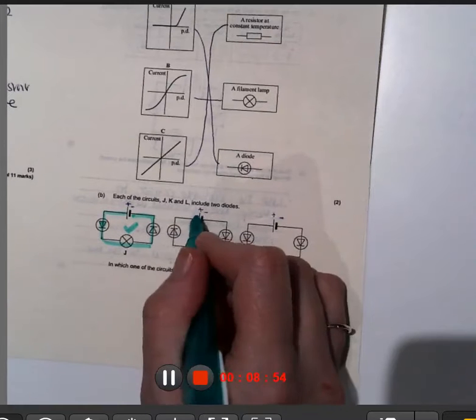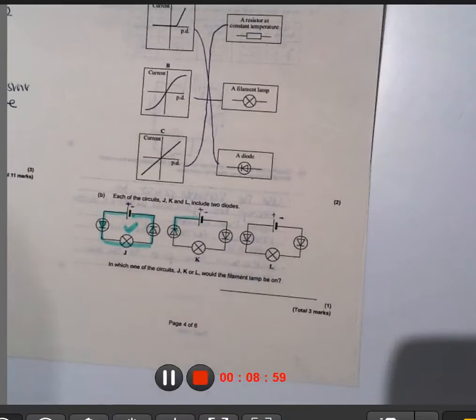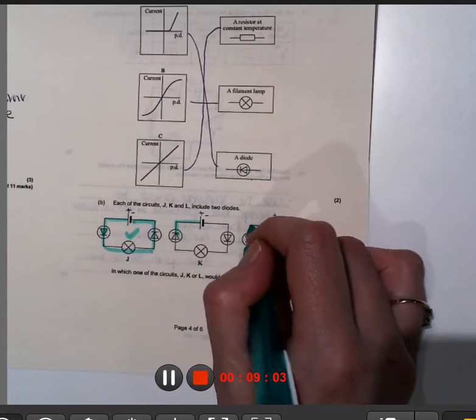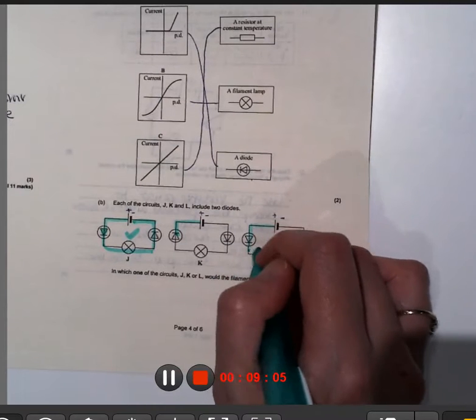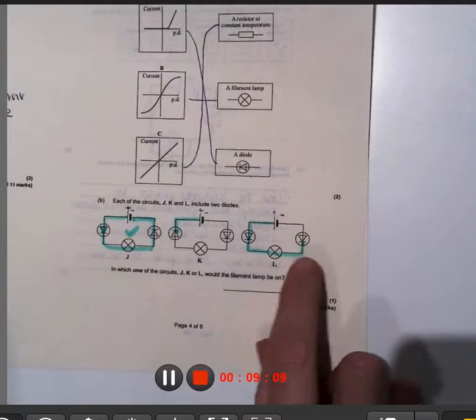Check the others. Positive to negative. Oh, it's got the bar there, so it's stopped. Can't do that one. Positive to negative. Oh, yeah, it's going through the arrow, so that's okay. The arrow's pointing this way. However, the bar stops it there on that one. It's not.